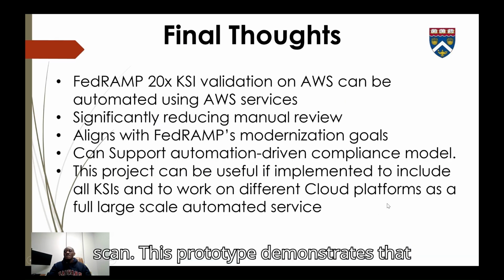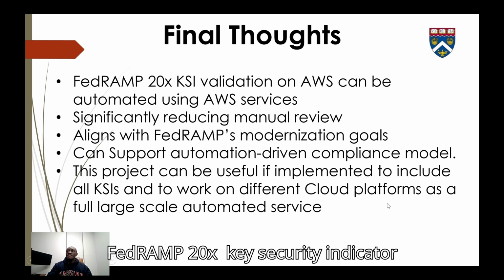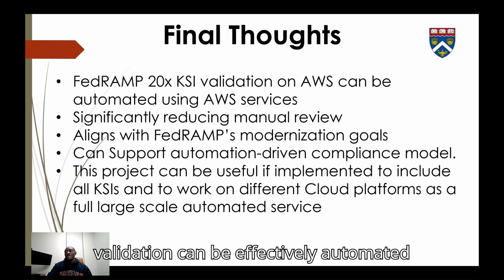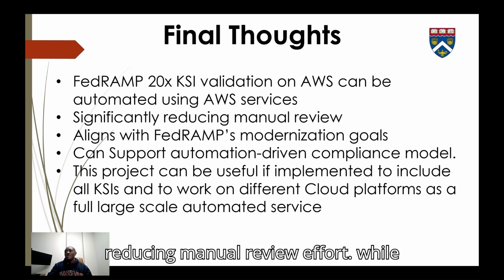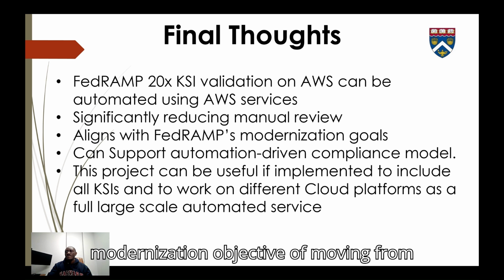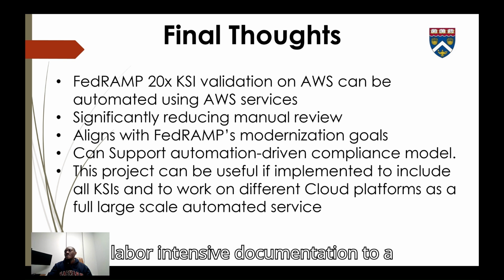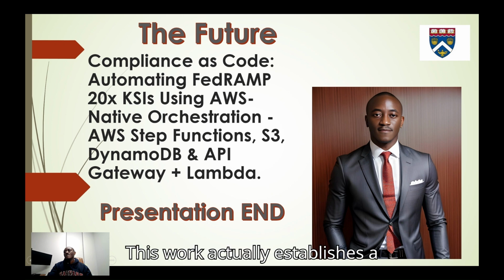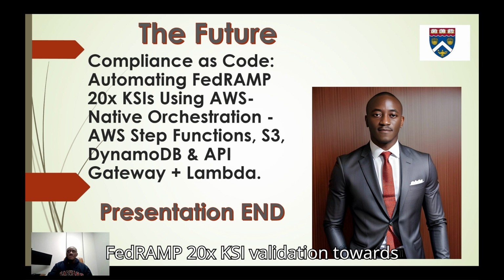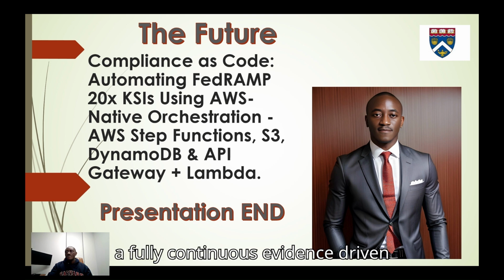This prototype demonstrates that FedRAMP 20x key security indicator validation can be effectively automated using AWS native tools, dramatically reducing manual review effort while directly supporting FedRAMP's modernization objective of moving from labor-intensive documentation to a scalable, automation-driven compliance model. This work establishes a foundation for advancing FedRAMP 20x KSI validation towards a fully continuous evidence-driven compliance model.